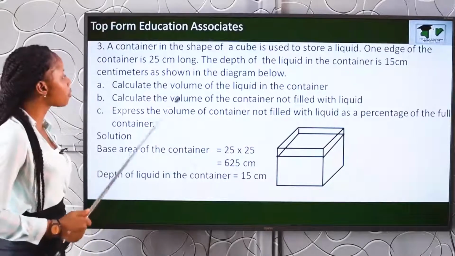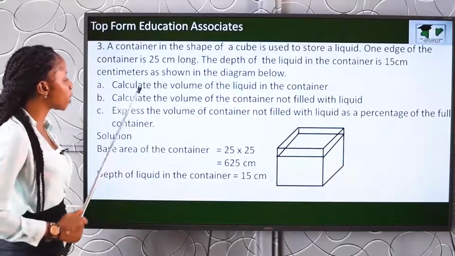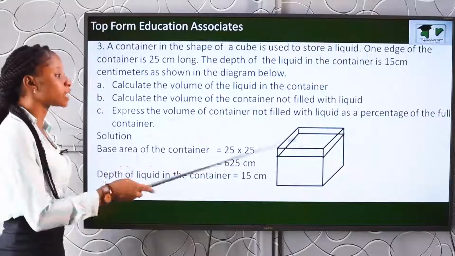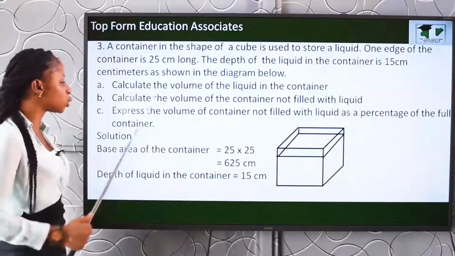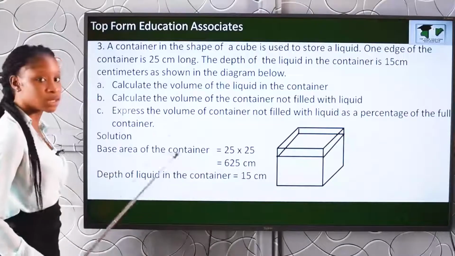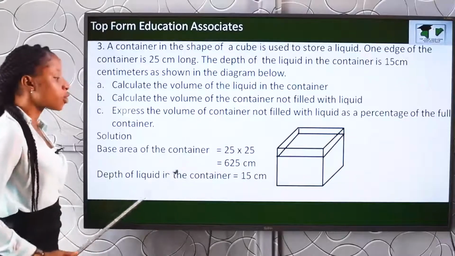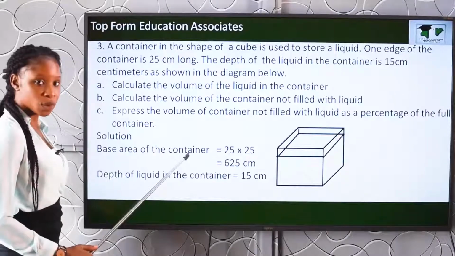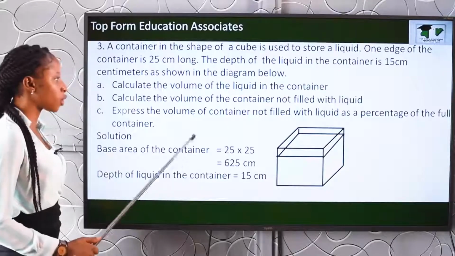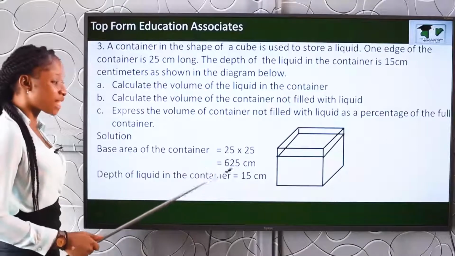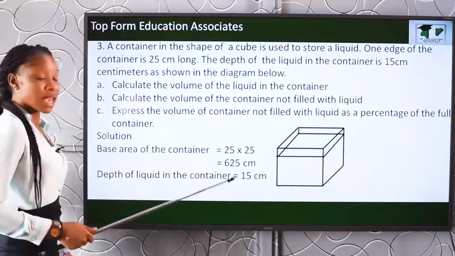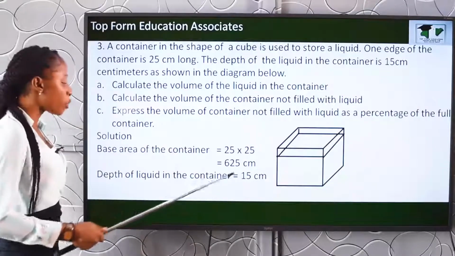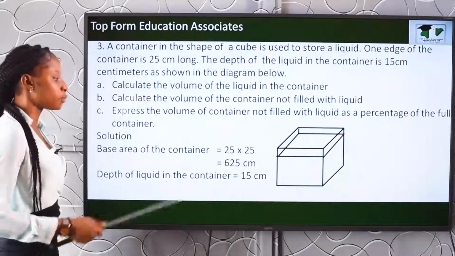Now, this is a very big question. We're asked to express the volume of the container not filled with liquid as a percentage of the full container. Solution. We're going to take this step by step. First of all, we are going to look for the base area of the container. And remember, to look for base area is the length times the width. The formula for base area is length times width.